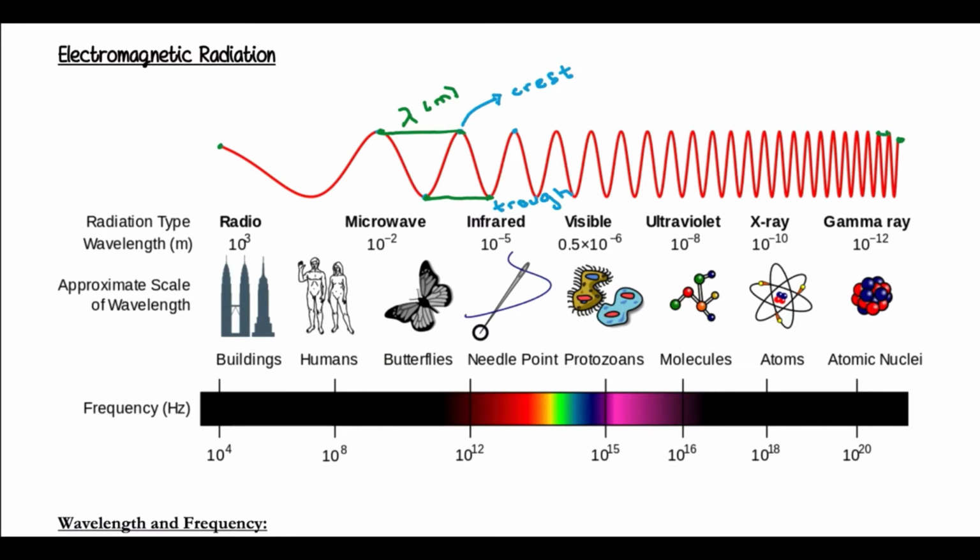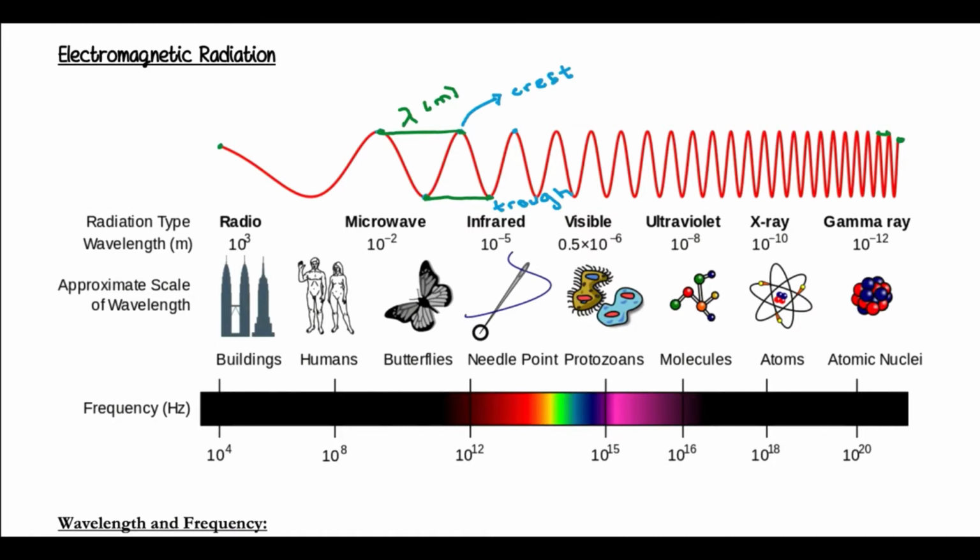So just relative size-wise, the wavelength for radio waves is comparable to the height of buildings. Okay? When you get to microwaves, we're getting smaller than the size of humans, but larger than the size of butterflies for wavelength. Okay? And then when we get all the way down to gamma rays, which have very short wavelengths, we're talking about the size of an atomic nuclei. So much, much smaller. Okay?